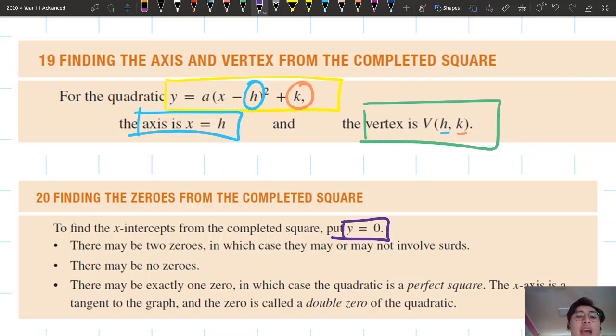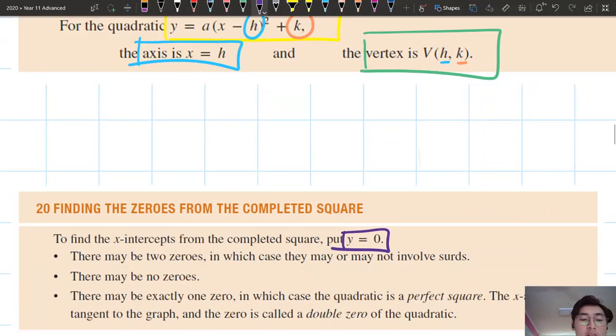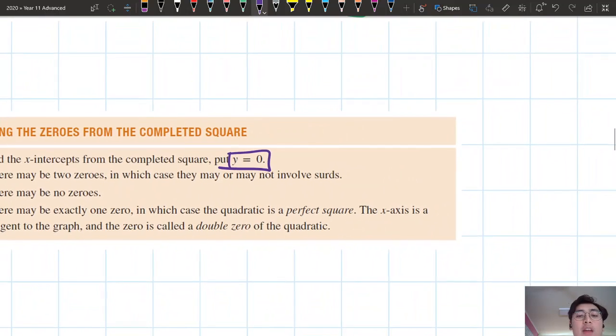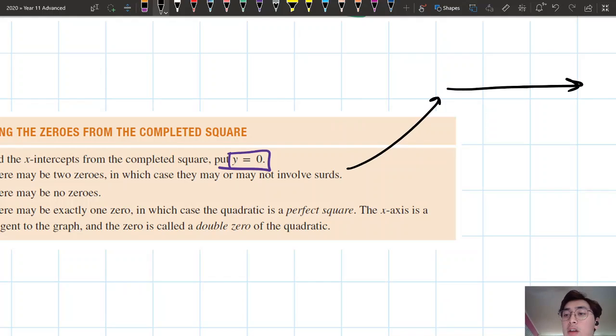Now, there are a few cases that might happen if we do this. The first case is there might be 2 zeros, like we did last lesson. If I drew my quadratic, I have 2 points where it crosses the x-axis. So for example, this point over here, I'll do it in red so we see it, and this point over here.